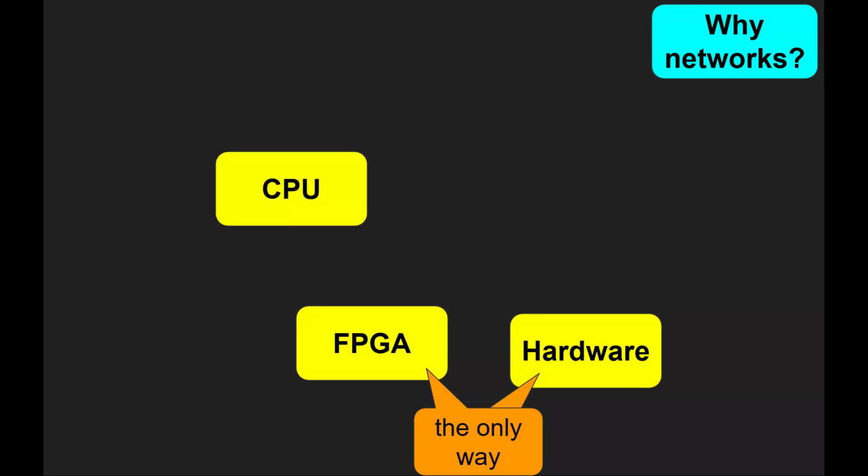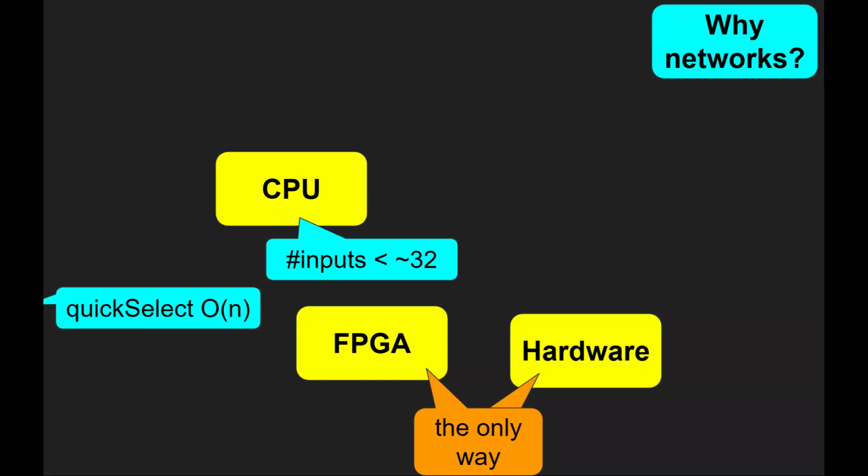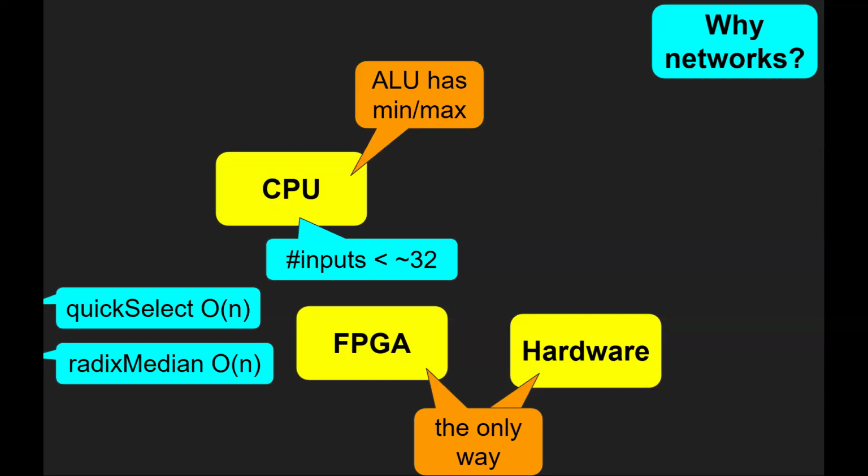But you say, well, I'm on my CPU. I know how to make median algorithms. Well, maybe, but the number of inputs is sort of small, and 32 is smallish. And so you get a lot of leverage out of using these networks. So maybe you think about quickselect, which is a linear algorithm, or maybe you think about radix median, that does bit filling if you like that. It's also linear, but these are much, much slower than using a network for smaller input sizes. And why is that the case? Well, any modern CPU has min-max as a primitive operator in it, so you don't have to branch.